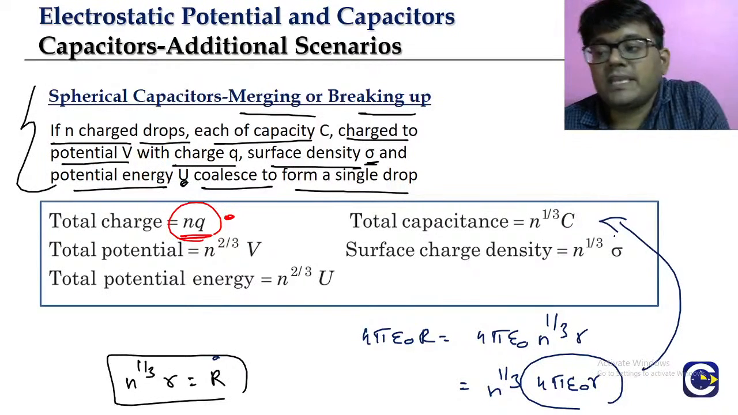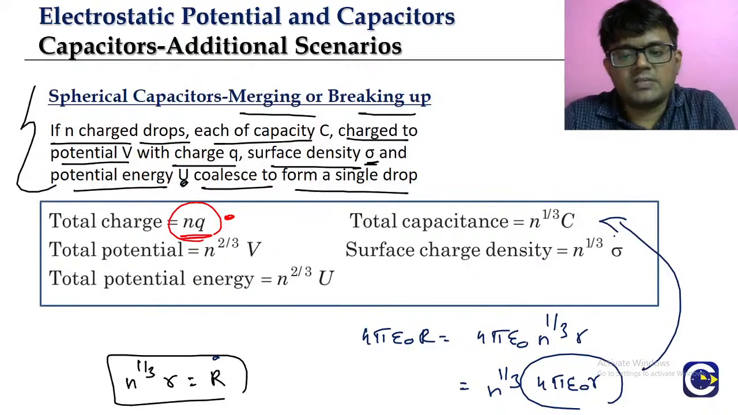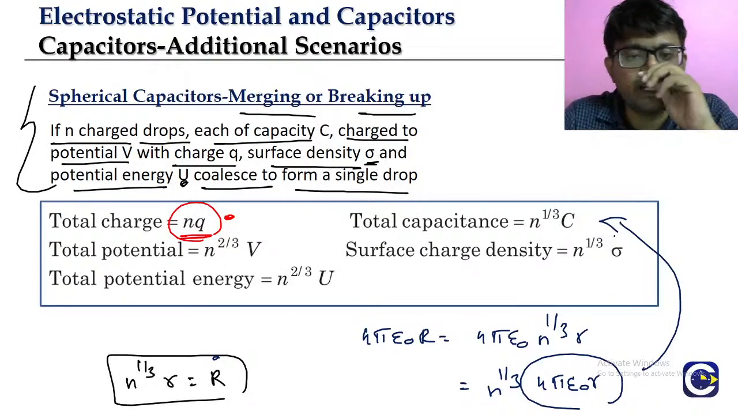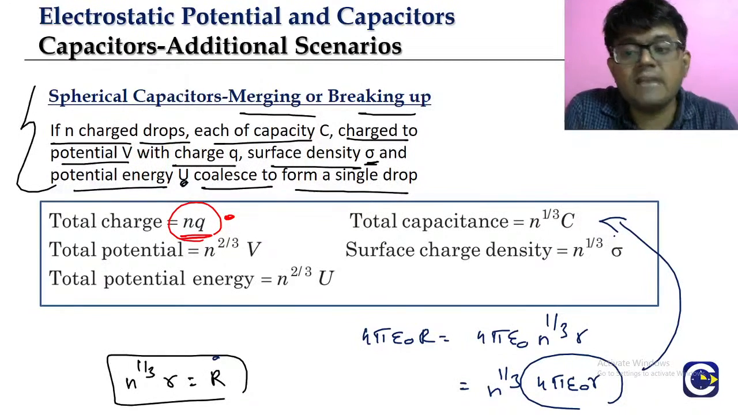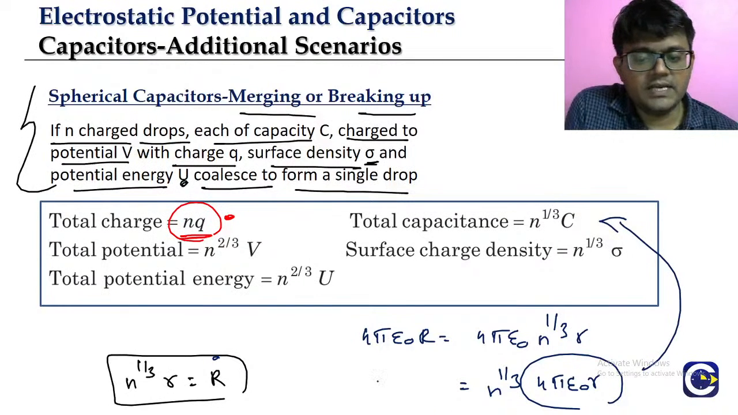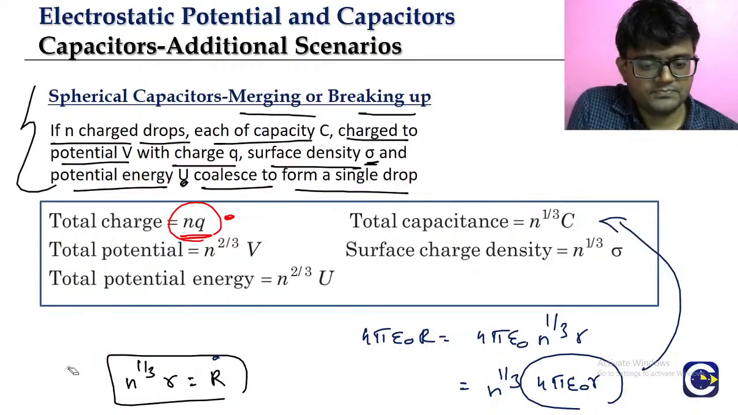n power 1 by 3 into c. These two values, charge and capacitance, are easy; they're not that big. If you are able to look at the capacitance, the others we will be able to derive. Because if we have these two results, the other things we can derive by ourselves. How?